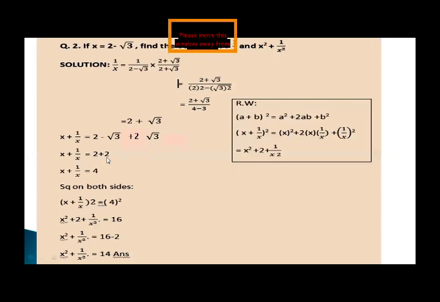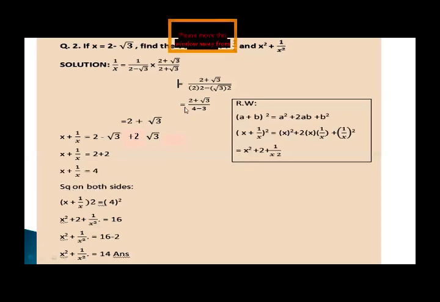Make it clear. When we solve this expression, what do we observe? Minus root 3 and plus root 3. What happened? They cancel each other, because the same value having opposite sign, they are the additive inverse of each other. They will cancel each other. And finally, we have plus 2 and plus 2. We will add them. So x plus 1 over x is equal to 4. This is the first finding of the question.